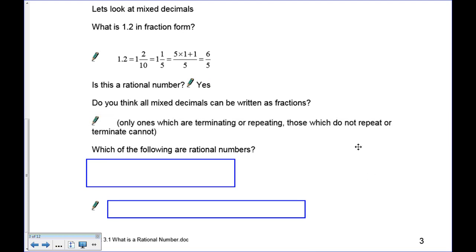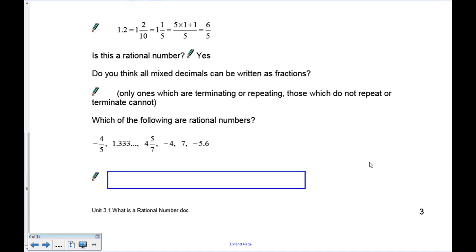Do you think all mixed decimals can be written as fractions? Well, that depends. If it's a mixed decimal where the decimal repeats, you can put the repeating period over 9 and turn it into a fraction. If it's a terminating decimal, then you just put that over the power of 10 that's required to turn it into a fraction. So which of the following are rational numbers?